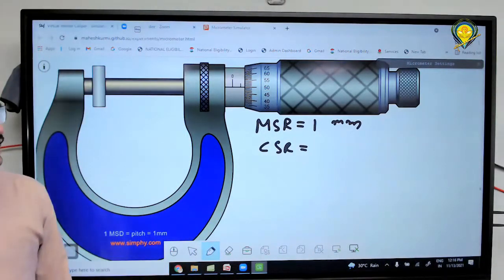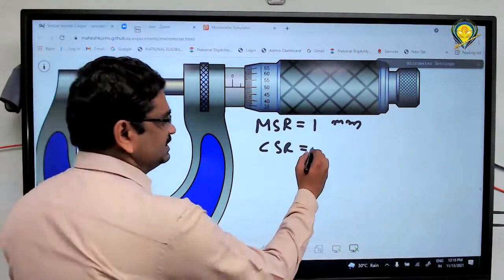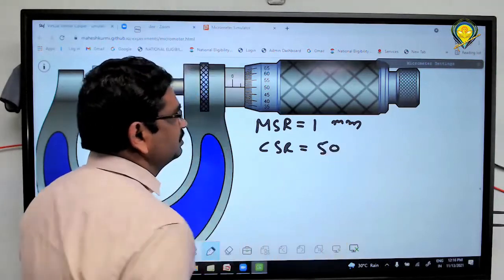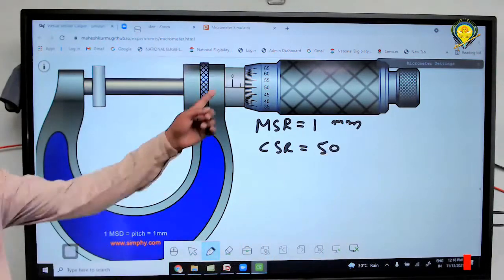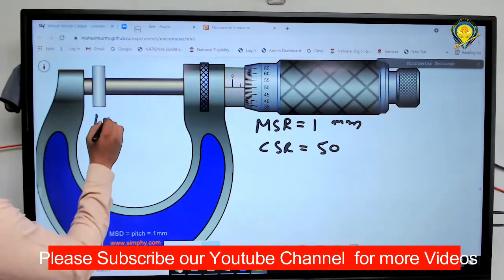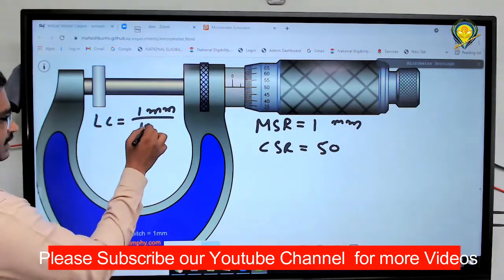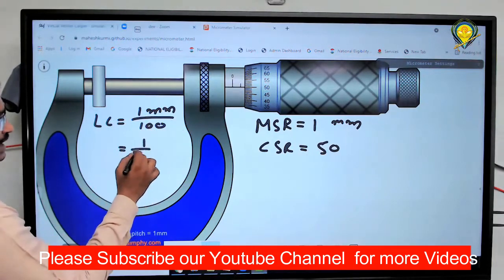Circular scale reading that matches the horizontal line. Which line matches the horizontal line? 50. So the circular scale reading is 50. Now, how many lines are there on the circular scale? 100. So the least count equals 1 mm by 100, that is 1/100 mm.